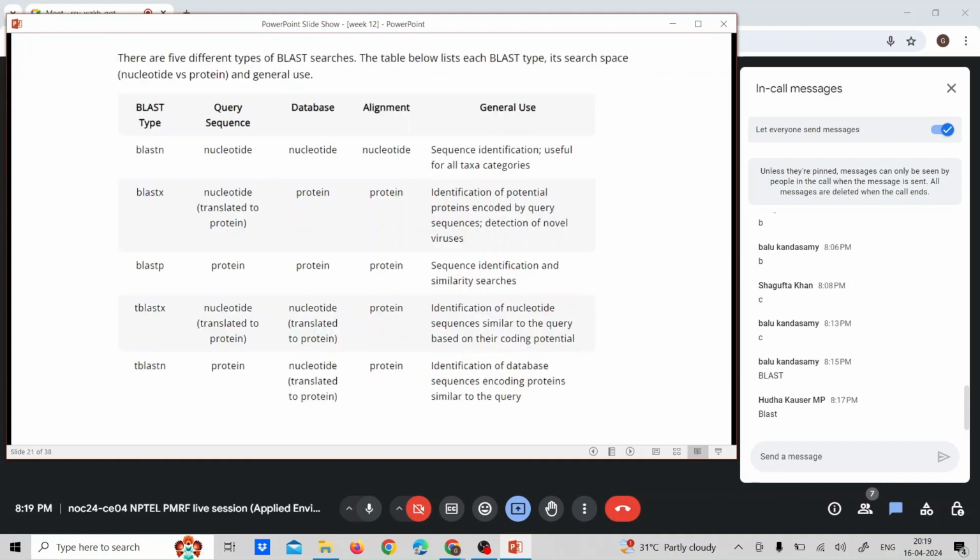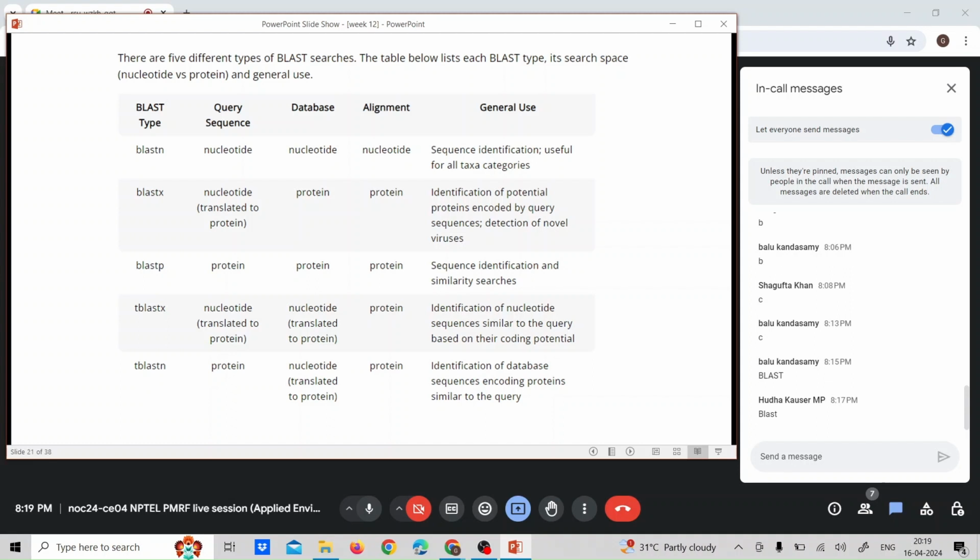One more thing that you have to keep in mind, and I think this is a repeat from the previous week's session: there are different types of BLAST searches: BLASTN, BLASTX, BLASTP, TBLASTX, and TBLASTN. The difference is in what input you are giving and against what database it's being searched. If you give a nucleotide input and it is searched against a nucleotide database, it is BLASTN.